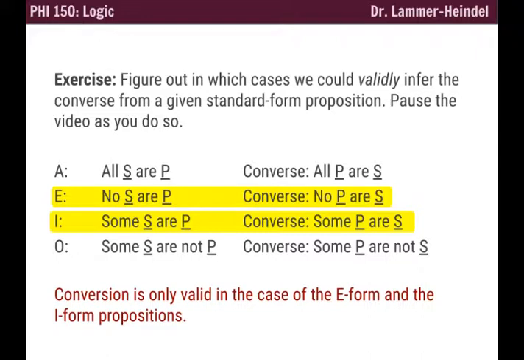Hopefully you realize that conversion only results in a valid inference when it's applied to the E-form proposition or the I-form proposition. In those cases, swapping the order of the subject and the predicate term changes the proposition, and the relationship between them is a valid immediate inference. If I'm given, for example, no A are B, I can validly infer that no B are A. Likewise, if I'm given no B are A, I can validly infer that no A are B.